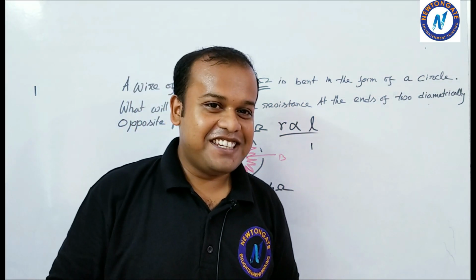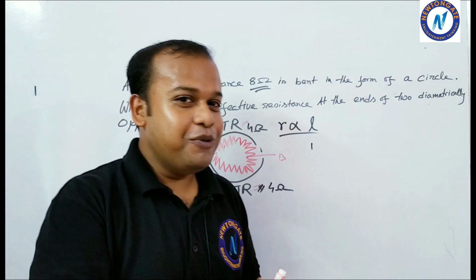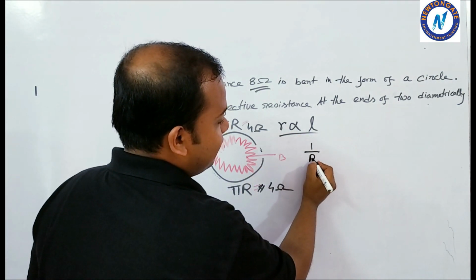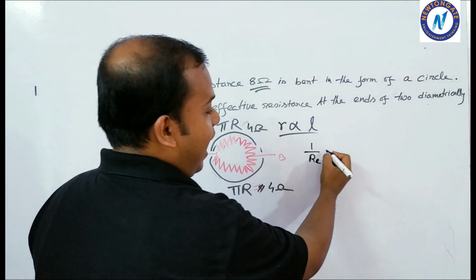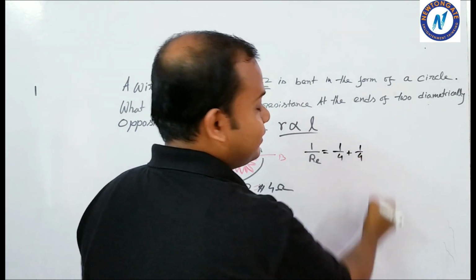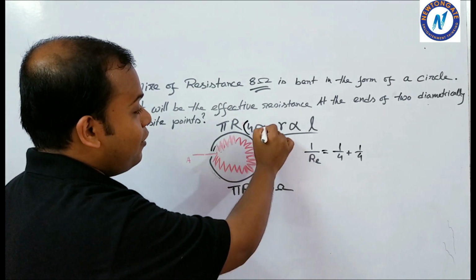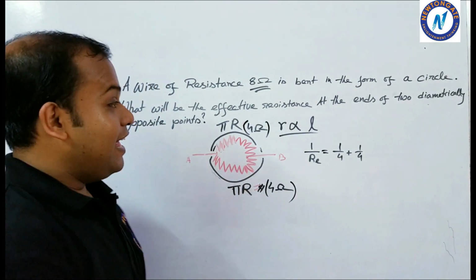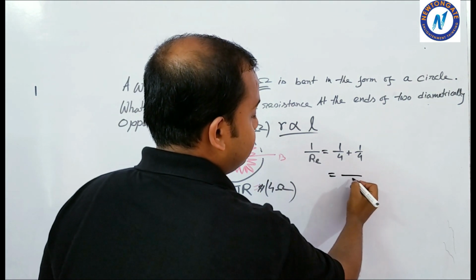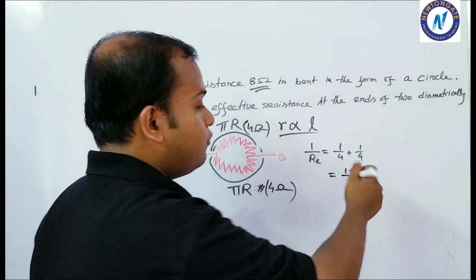So the equivalent resistance will be something like this. 1 by R equivalent equals 1 by 4 plus 1 by 4, because this is 4 ohms and this is also 4 ohms. And now let us calculate it. So the LCM will be 4 itself, and we have 1 plus 1, so we have 2 by 4 ohms.